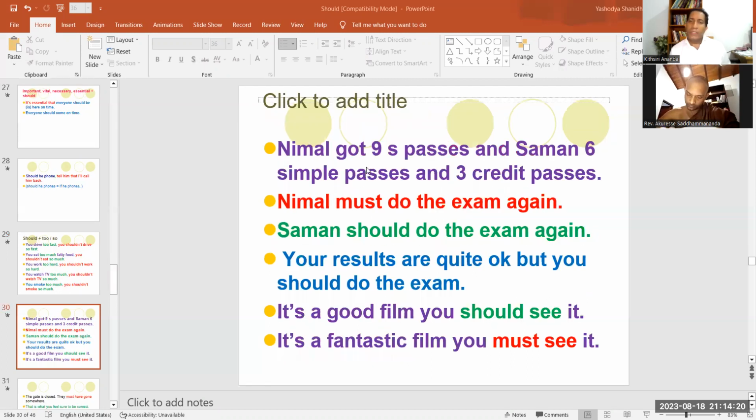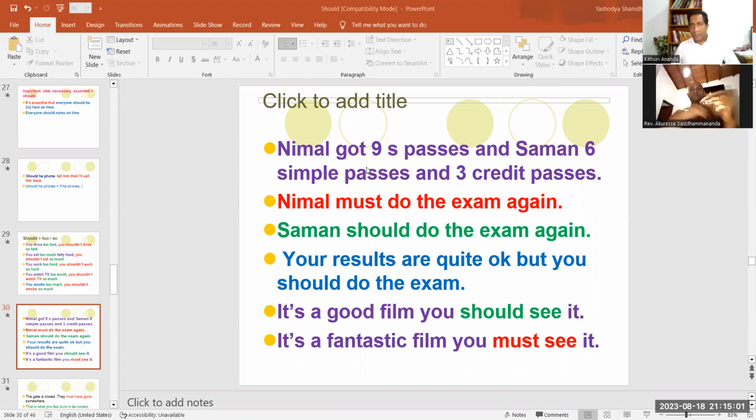Now we are going to compare must and should. Just imagine that we are talking about two students. One is Nimal, the other is Saman. Both of these students sat for the O level and their results are released. There are 9 subjects for the O level. Nimal has got 9 simple passes, 9 S passes. That means for all the subjects, he has got simple passes.